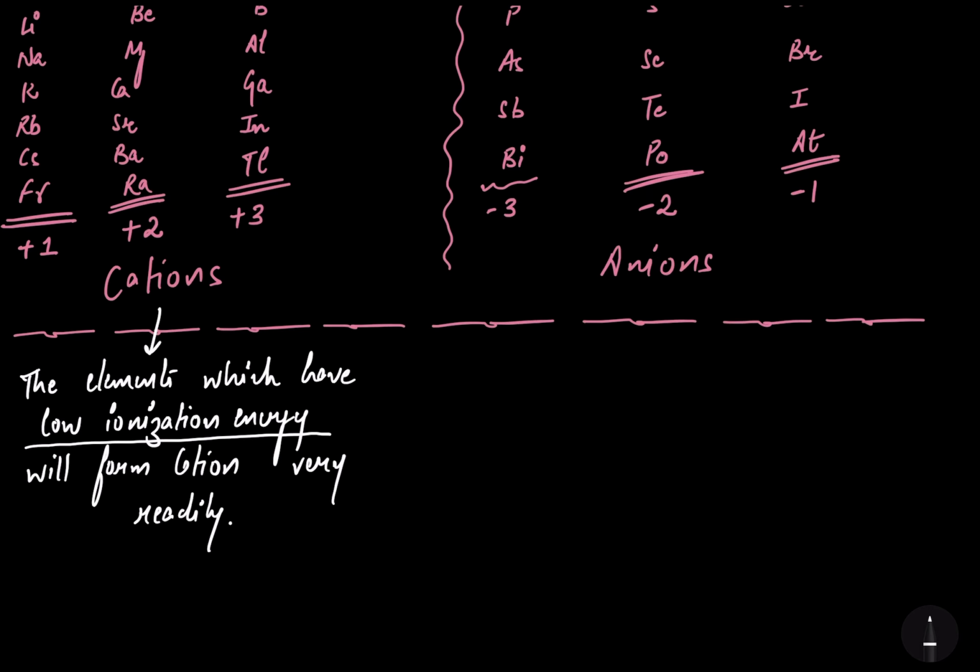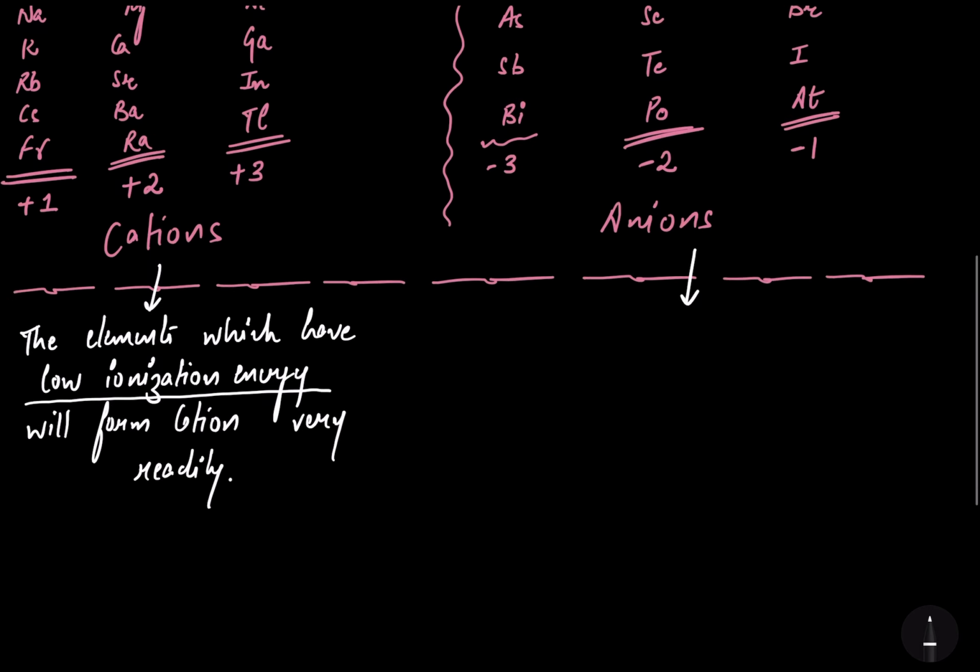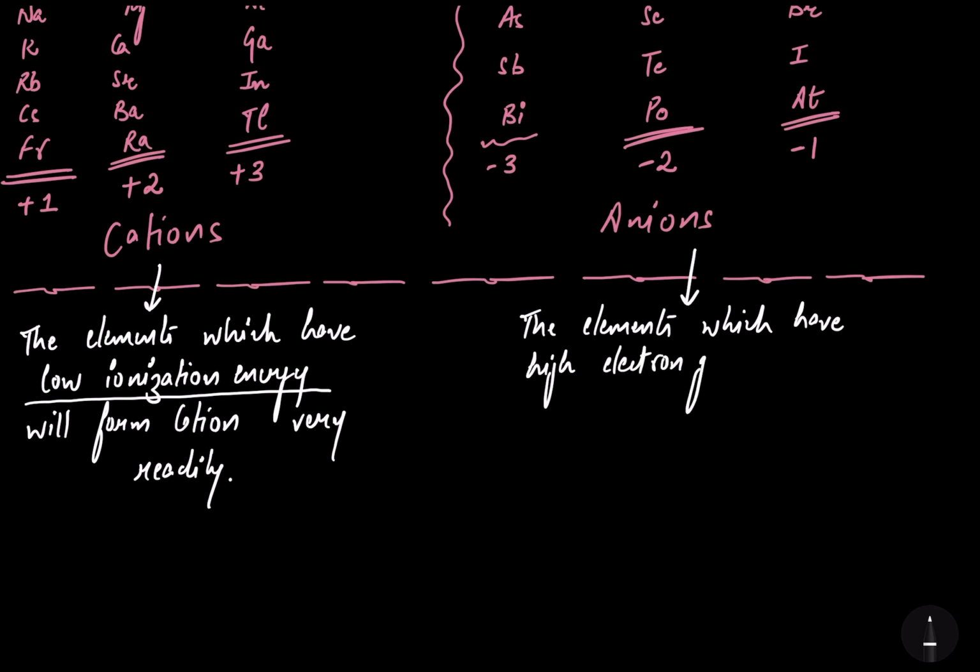Now let's talk about the anions. The elements which have high electron gain enthalpy will form anion very readily.